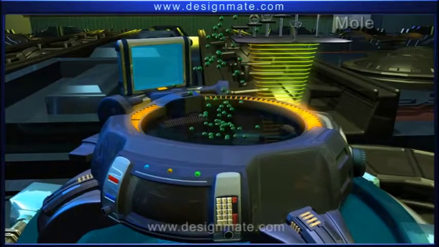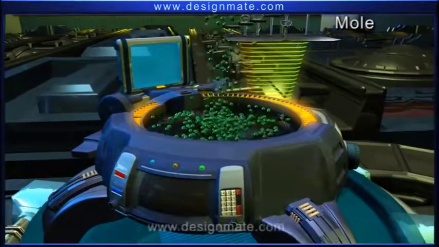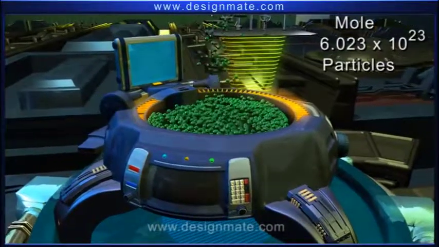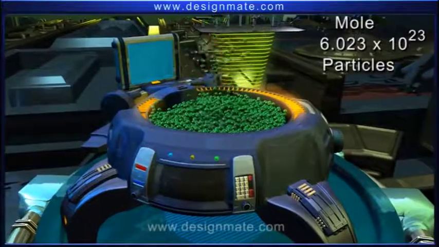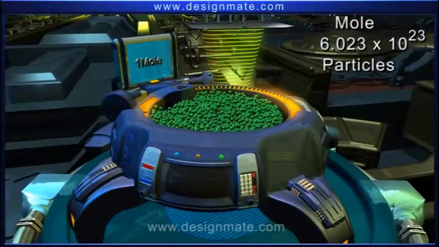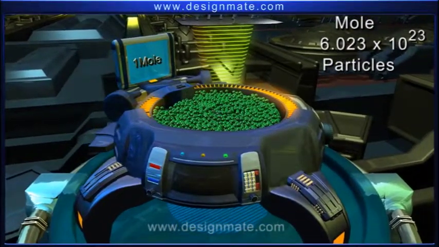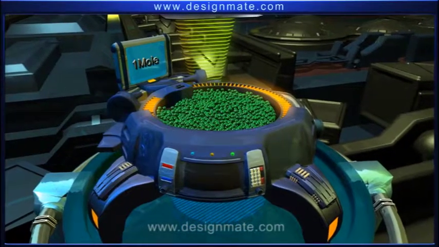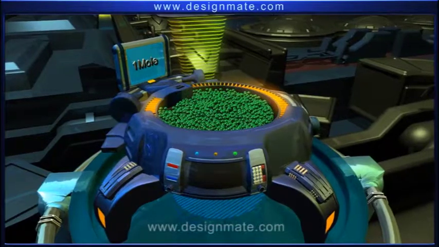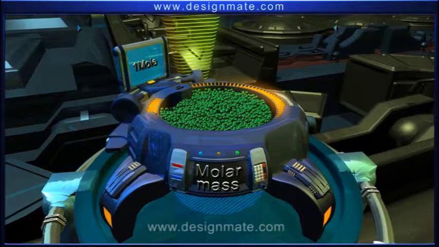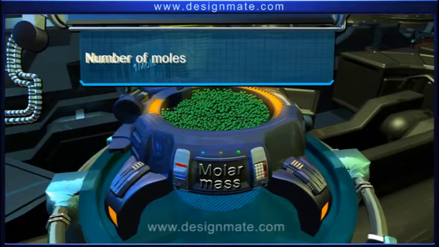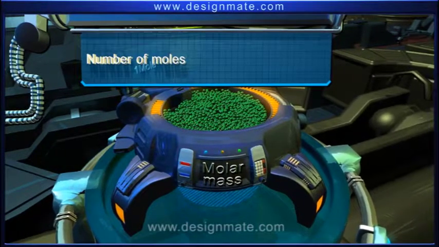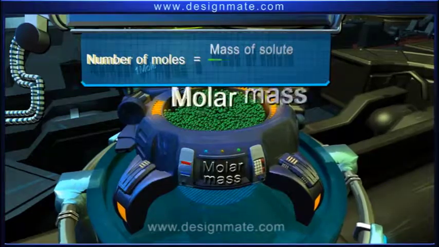As we all know, mole is the SI unit of amount of a substance. 6.023 × 10^23 particles are present in 1 mole of any substance. The mass of 1 mole of a substance when expressed in grams is called its molar mass. The number of moles of a solute present in a given solution can be determined by dividing the mass of the solute by its molar mass.